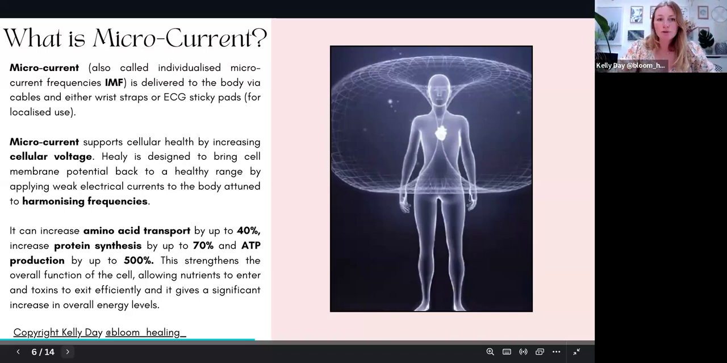Okay, so the microcurrent, also called IMF, individualized microcurrent frequencies, is delivered to the body via these cables, or the wrist straps, or the ECG sticky pads that I just mentioned for more localized use. The microcurrent is not a new technology, but it has been suppressed for many years. It has been around since the 1900s, but it was suppressed along with homeopathy and other holistic practices. All that knowledge and information was suppressed due to pharmaceutical companies coming into more power.